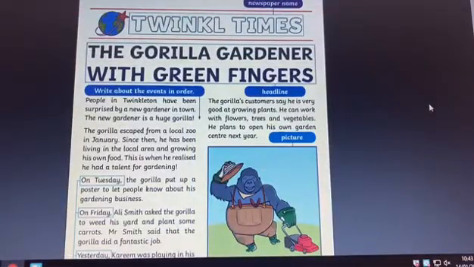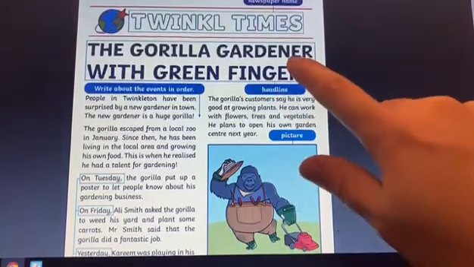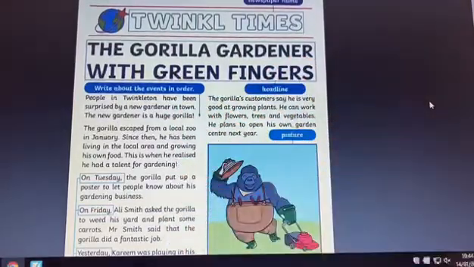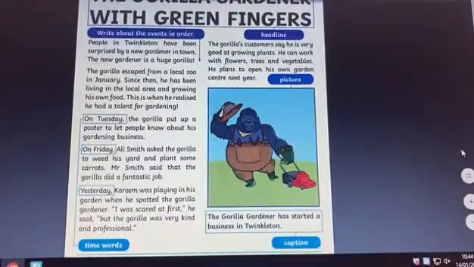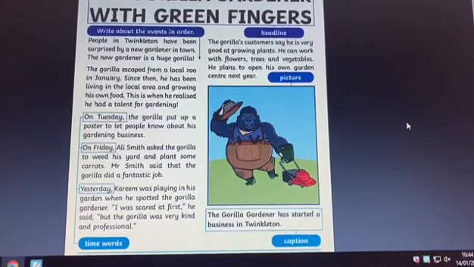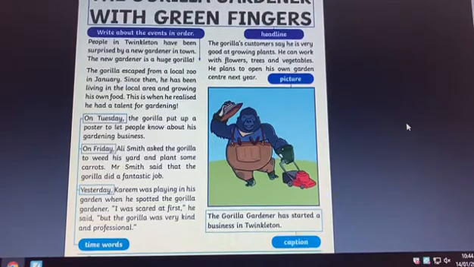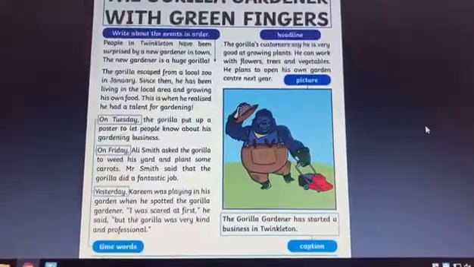Okay, so this is another example, and this is about a gorilla gardener with green fingers, as you can see from the headline here. Okay, so then it starts off by writing the events in order, so how they happened. People in Twinkleton have been surprised by a new gardener in town. The new gardener is a huge gorilla. The gorilla escaped from a local zoo in January, and since then he has been living in the local area and growing his own food. This was then when he realised that he had a talent for gardening.